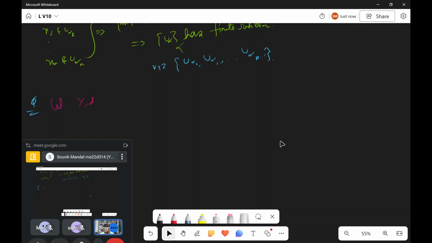Let (X, d) be a metric space. And let A, B be disjoint non-empty closed subsets of X such that for every x belonging to A and y belonging to B, we have d(x,y) greater than r.